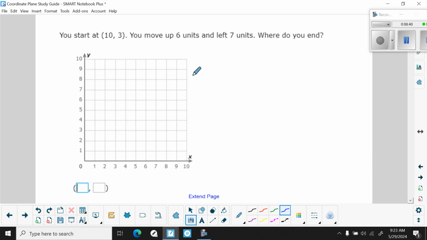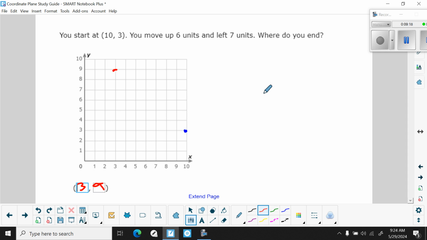You start at 10, 3. You move up 6 units and left 7. So 10, comma 3 is right there. You're going to move up 6. So I'm going to do this in red. You're going to move up 1, 2, 3, 4, 5, 6. And you're going to go to the left 7 units. 1, 2, 3, 4, 5, 6, 7. And you're going to end up right there at the point 3, comma 9.